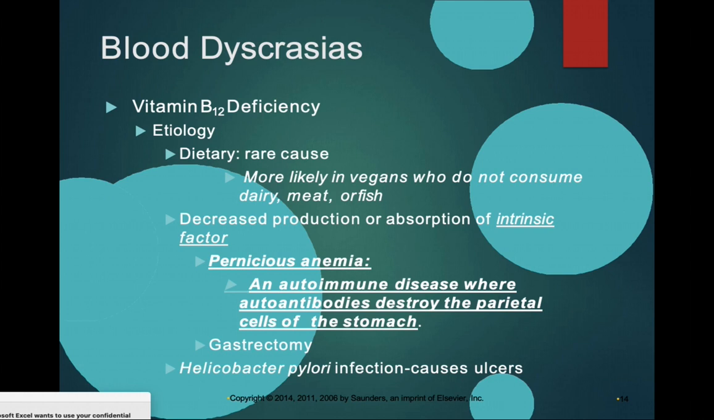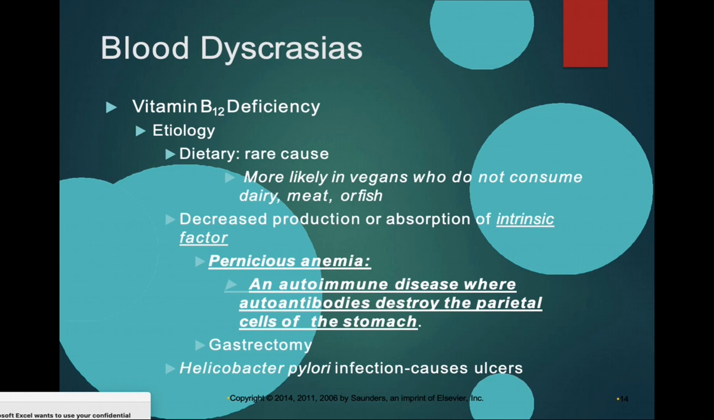There's also the decreased production or absorption of intrinsic factor that we spoke about that can result in B12 deficiency. Now, there's a type of anemia referred to as pernicious anemia, which is an autoimmune disease where there are autoantibodies that destroy the parietal cells of the stomach. Those parietal cells produce intrinsic factor, and intrinsic factor has to bind to B12 in order to make it into the distal ileum where the absorption of B12 takes place. Okay.